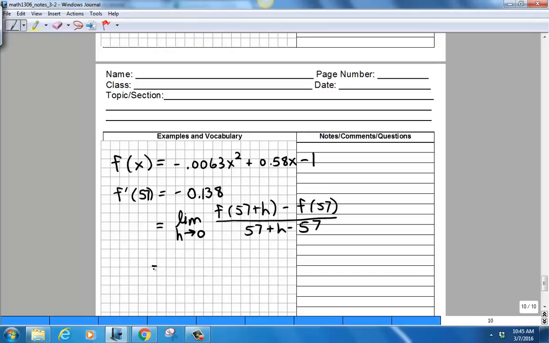All right, so f of 57 plus h. Okay, so this is going to be a little bit ugly, but now don't get intimidated, all right? Okay, because you can do this. So it's going to be minus 0.0063 times what? 57 plus h squared, right? Plus 0.58 times 57 plus h.